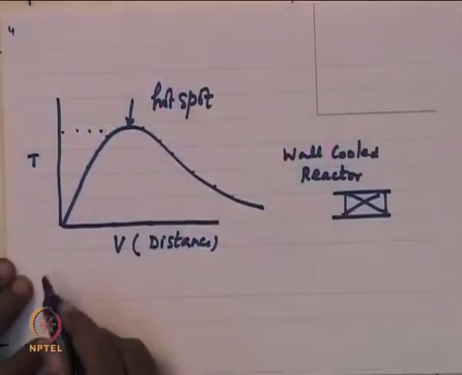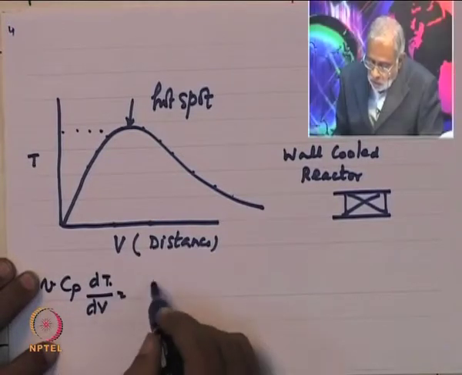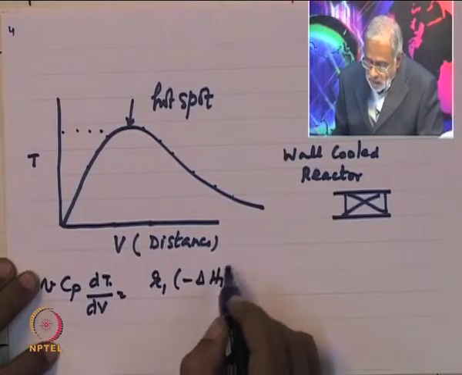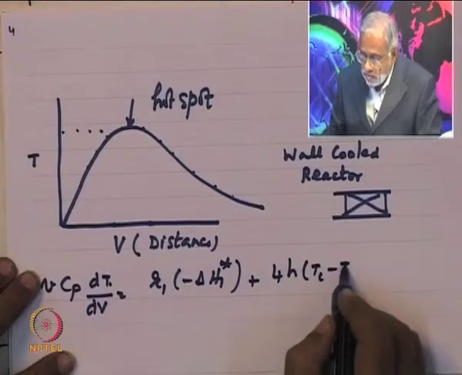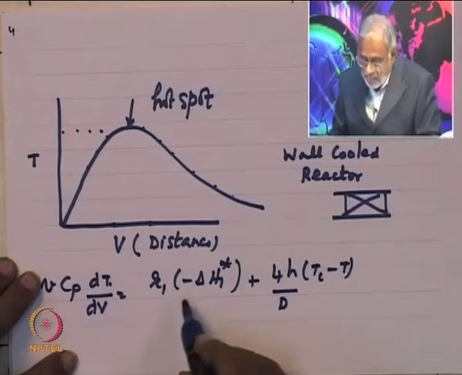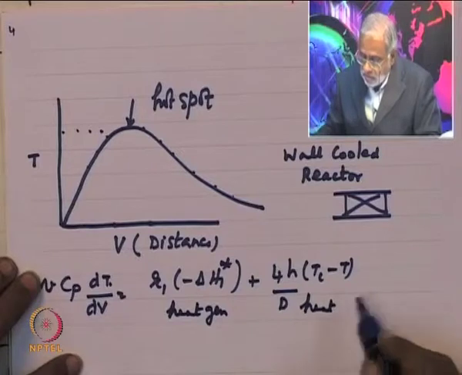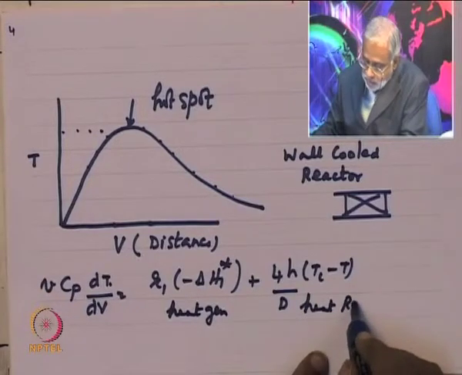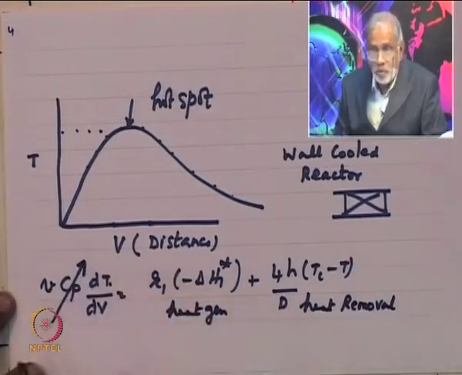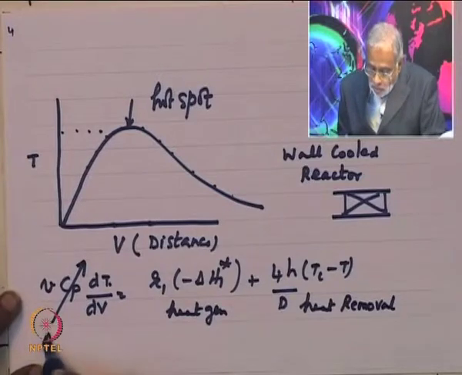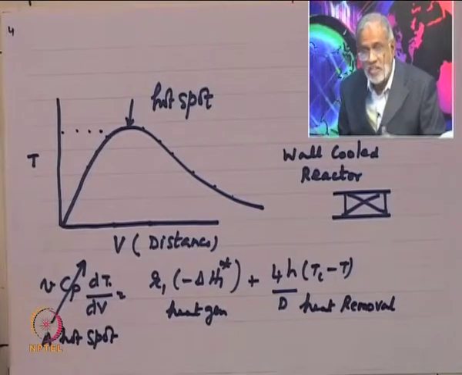If you look back at our equation, V cp dT/dt equals R1 times minus delta H1 star, this is the heat generation due to reaction, plus 4H by D times Tc minus T, this is the heat removal. Now, at the hot spot, we should have the left hand side as 0. This is well known.